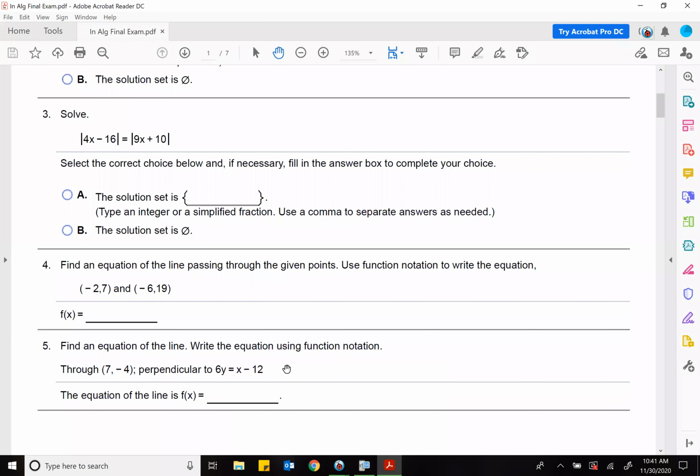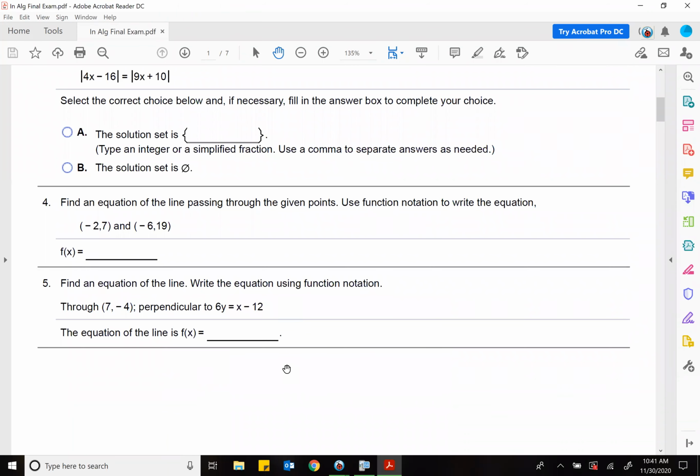All right, number 4. Number 4 says, find the equation of the line passing through the 2 points. So we got 2 comma 7 and -6 comma 19. All right, so we want to find this equation.